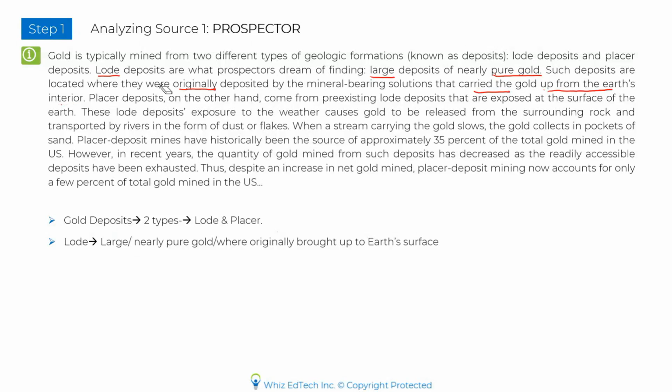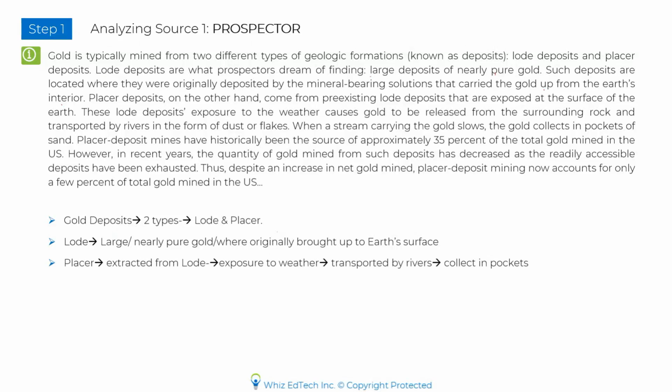Placer deposits, on the other hand. And this is a very useful tool when you're looking at RCs. Placer deposits, on the other hand, come from pre-existing lode deposits. So placer comes from the lode that are exposed at the surface of the earth. And with these lode deposits, exposure to the weather causes gold to be released from the surrounding rock and transported by rivers in the form of dust or lakes. So basically, this part is telling me placer is extracted from lode through exposure to weather and transported by rivers, and they collect in pockets.